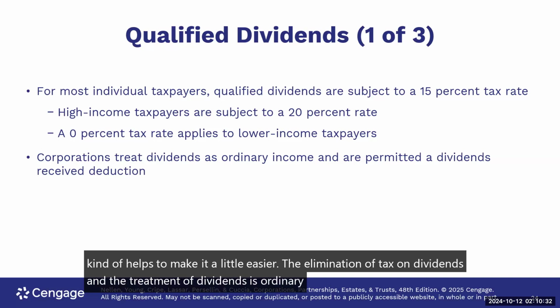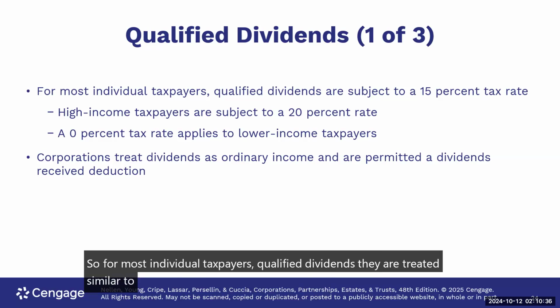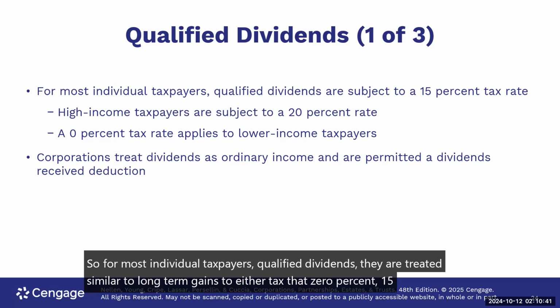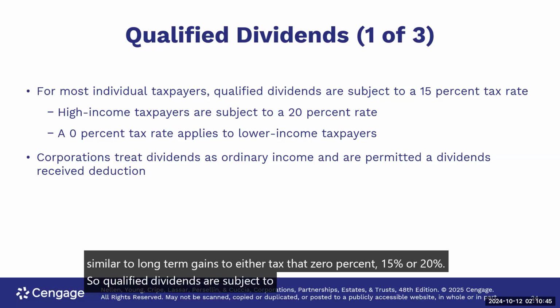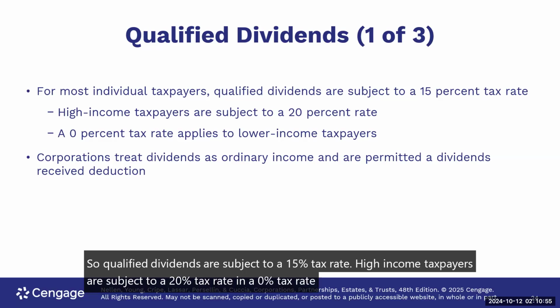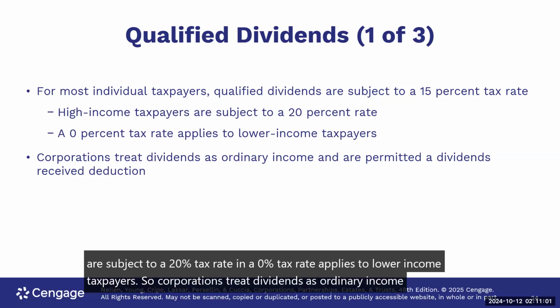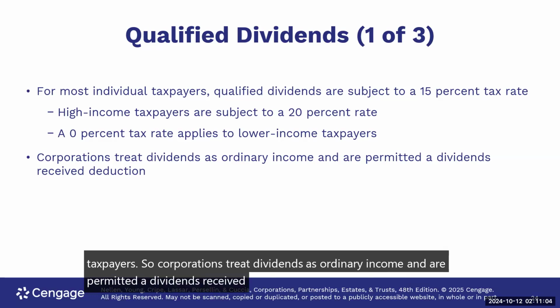So for most individual taxpayers, qualified dividends are treated similar to long-term gains. It's either taxed at 0%, 15%, or 20%. So qualified dividends are subject to a 15% tax rate. High income taxpayers are subject to a 20% flat tax rate, and a 0% tax rate applies to lower income taxpayers. So corporations treat dividends as ordinary income and are permitted a dividends received deduction.